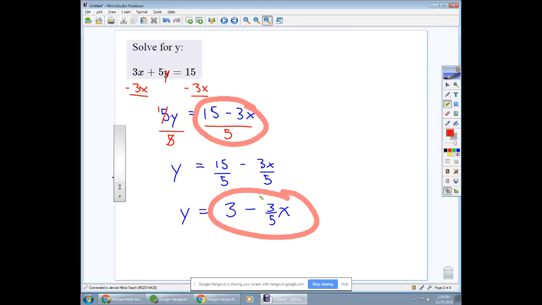Okay. Usually, if it's a testing situation, you want to pick one or the other. And so I would probably stop at that one right there because it's less work, less room for error. So either way, I've solved for y. Let's try another.